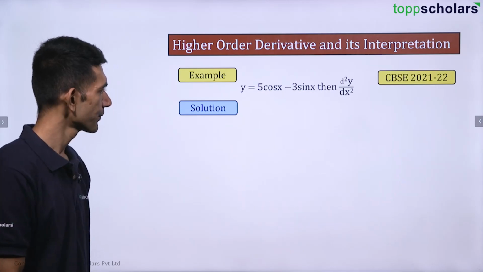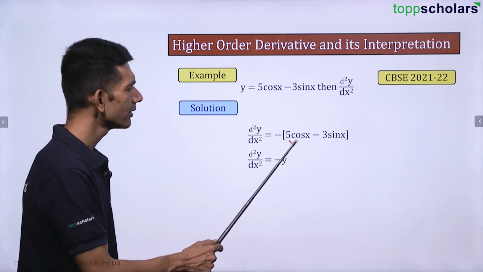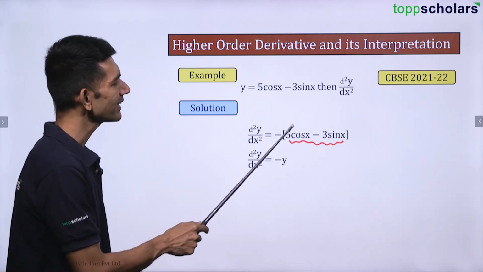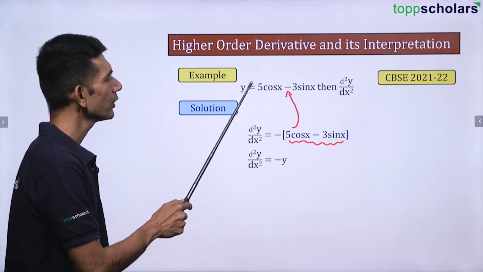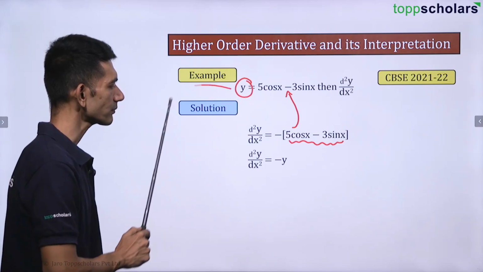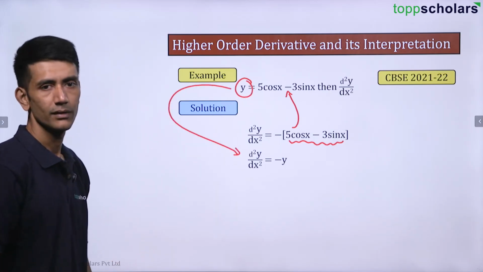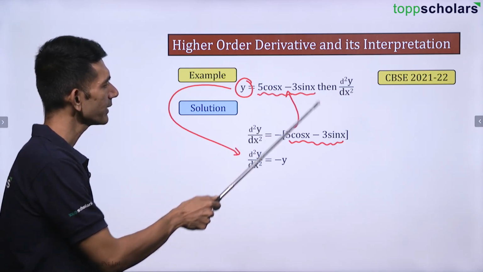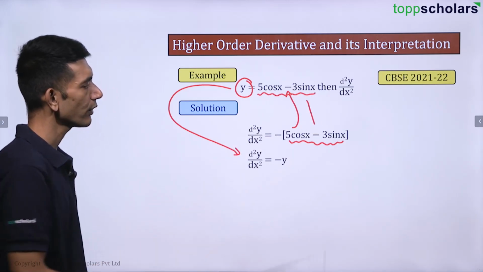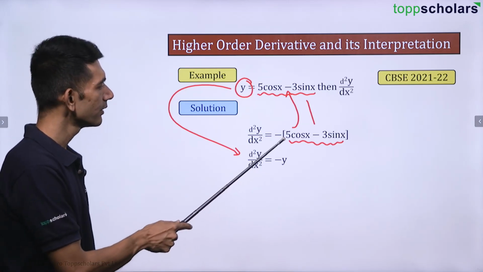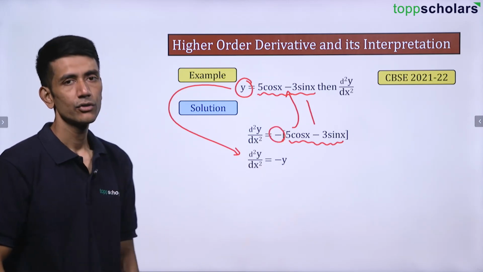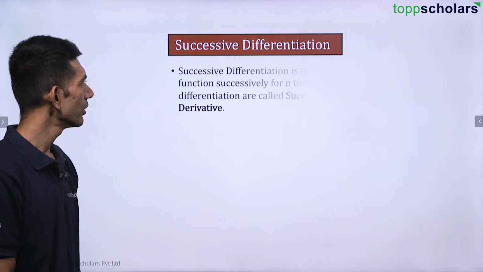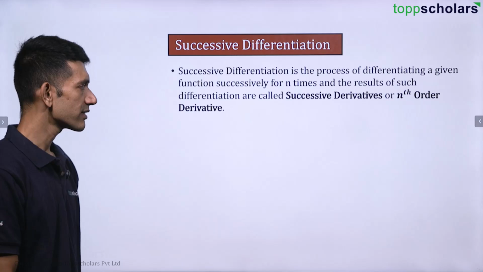Okay. And then if you see, 5 cos x minus 3 sin x is over here. You can replace that with y. Simple. See, here you have 5 cos x minus 3 sin x. Here also you have 5 cos x minus 3 sin x. There is a minus sign outside. So d2y by dx square is equal to minus y. Clear? Okay.